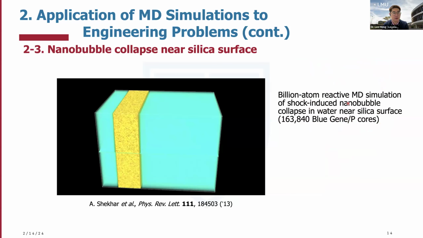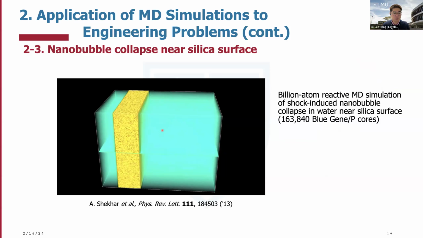Okay. Another example, nanobubble collapse on a silica surface. So we are looking at this yellow slab, just any slab you can see in your daily life. And then there's water in the blue part. Inside the water, there's a spherical bubble. And then you're providing a shock to the water bubble. Let's see how the bubble transforms into a different shape and then hits the surface.